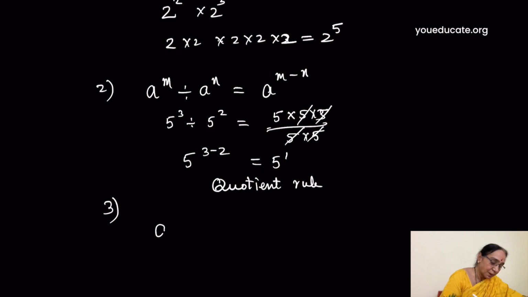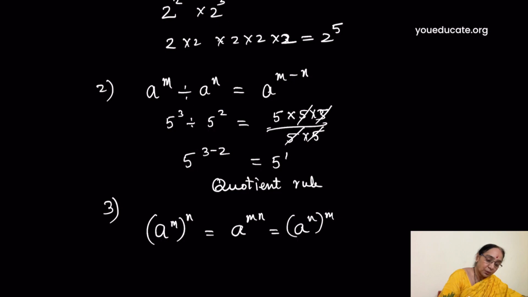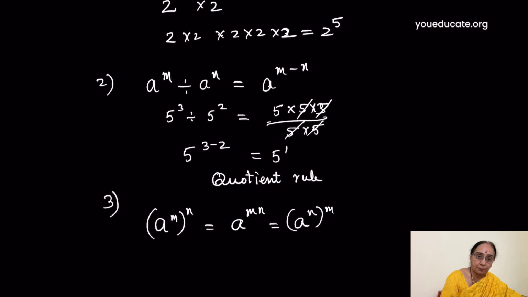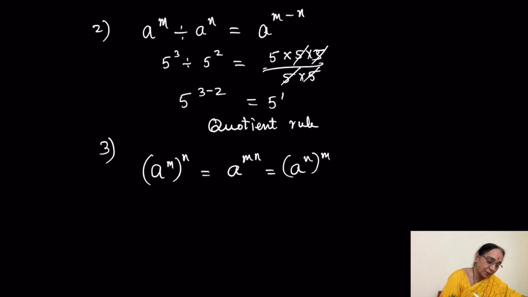Now the third one. If I have a power, an exponent a raised to n, and that itself is raised to another power m, then this is a raised to m times n, mn. It's also possible to interchange the n and m. So it can also be considered as a raised to m and all of it is raised to n. Now let us take another small example for this also. 2 raised to 2 raised to 3.